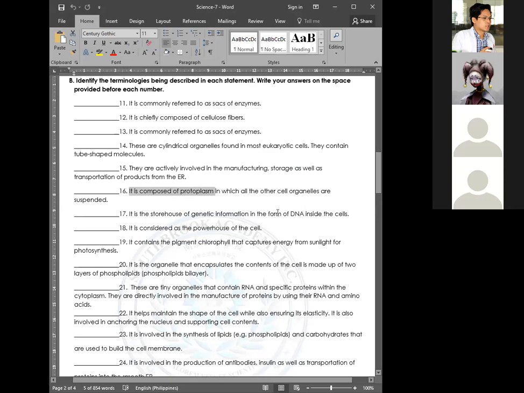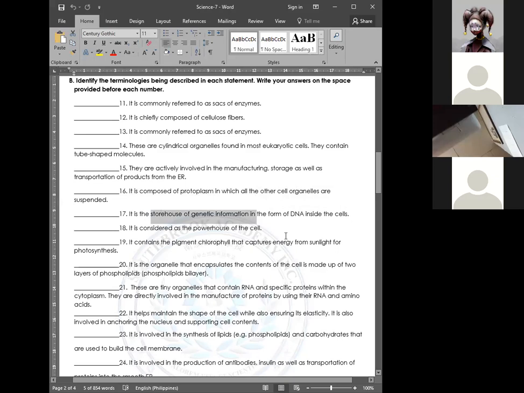It is the storehouse of genetic information formed DNA inside the cell. What do you think is the answer? Number 17, rather. It is the storehouse of genetic information. It is called, if it is storehouse of genetic information in the form of DNA, it is nucleus. And number 17 is nucleus, correct.